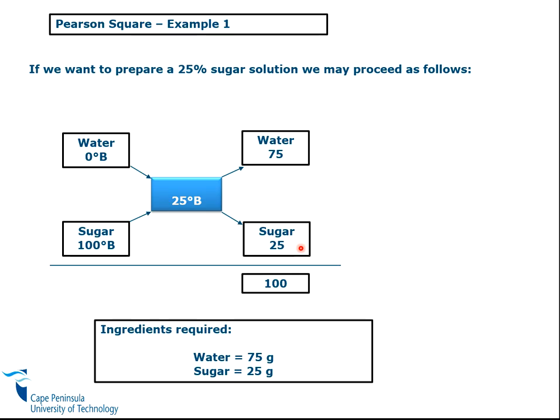At this point, I'd also like to point out that the sugar here can also be anything else. The water can also be anything else, right? But in this particular case, where you are told it's a sugar solution or it's a sugar syrup, it has to be water and sugar.